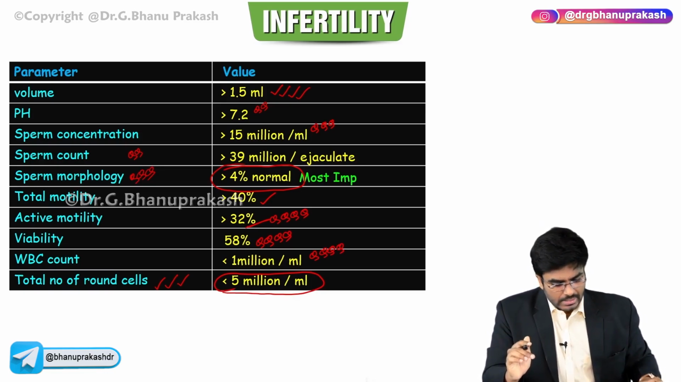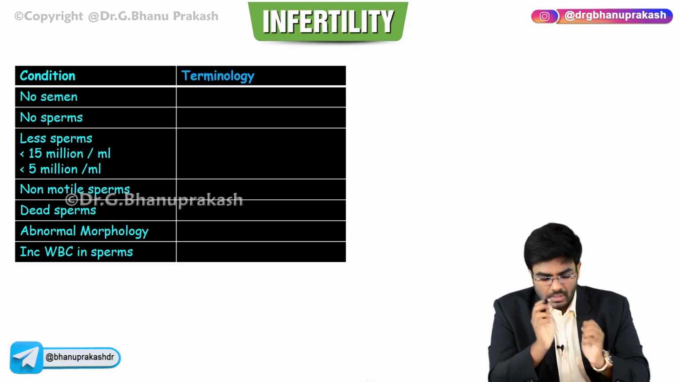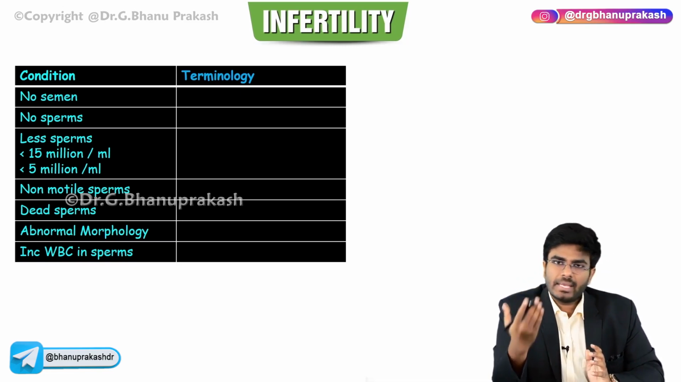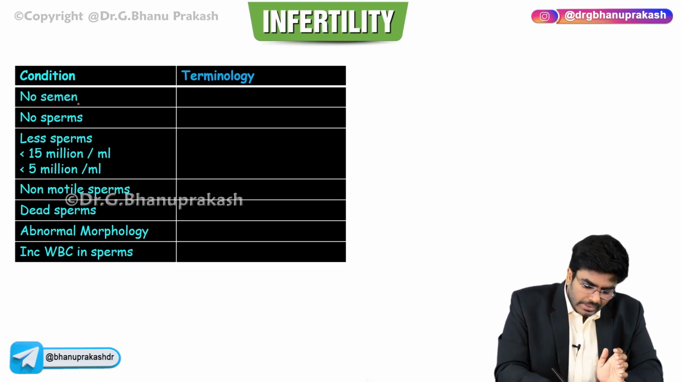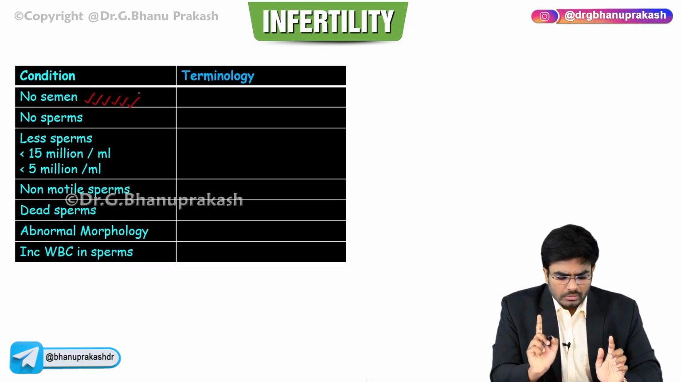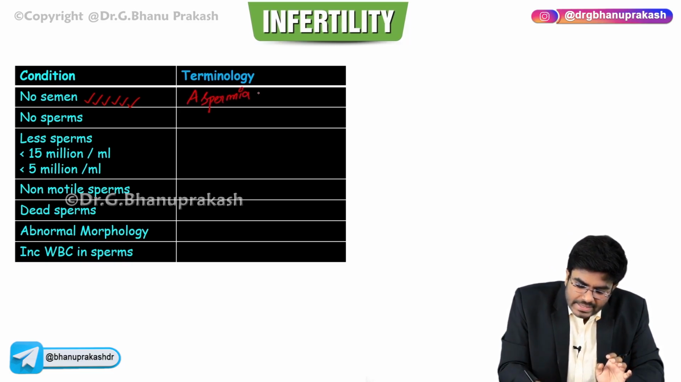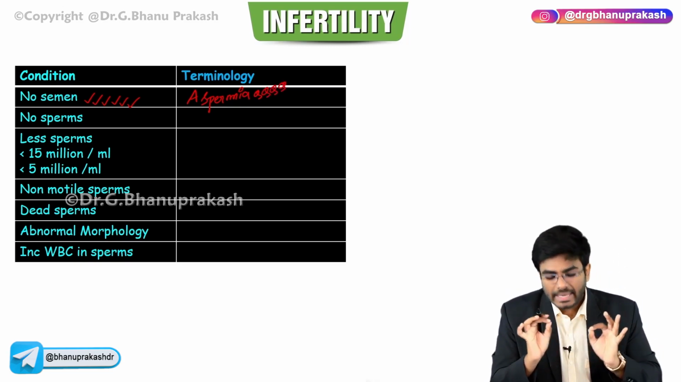Okay. Now after this, let's talk about certain important conditions and their terminology. For example, you have done the semen analysis. You ask the male partner to go and bring the semen. Now this male partner is not bringing any semen, which means he is not getting any semen. This should be termed as aspermia. So what exactly is aspermia, guys? Aspermia means no semen is coming. It's not just sperms, no semen at all.